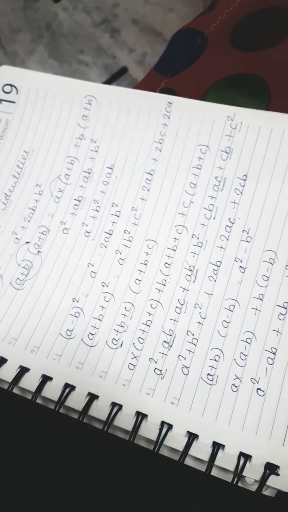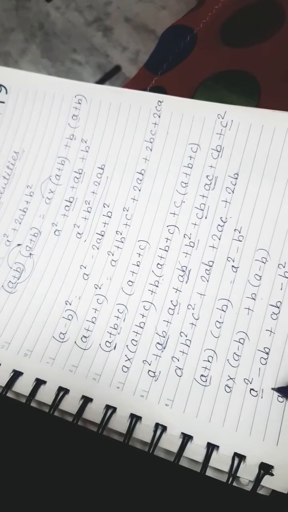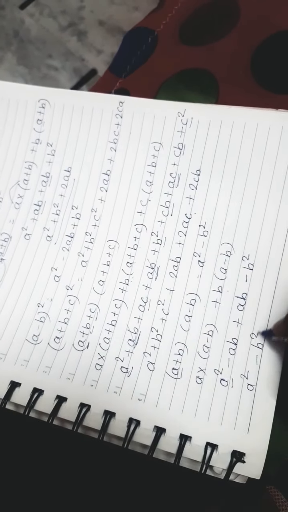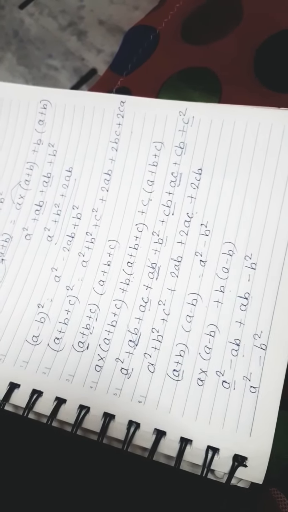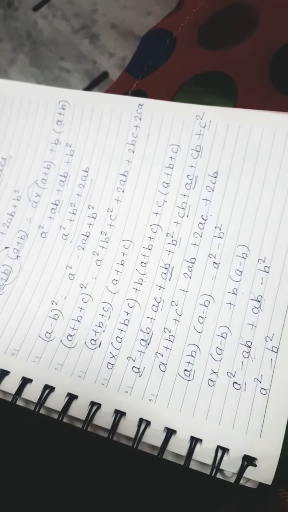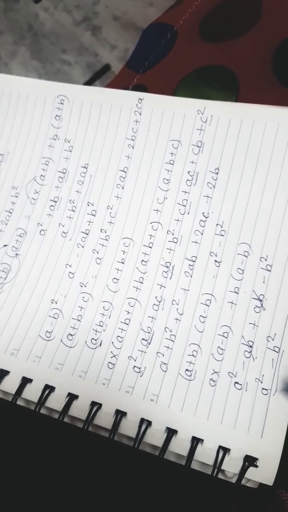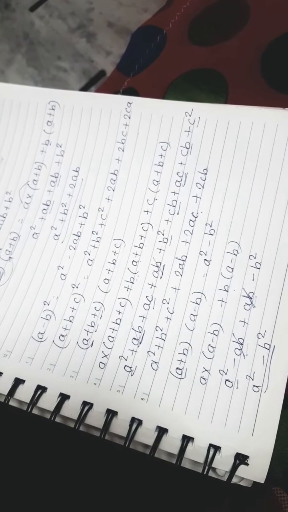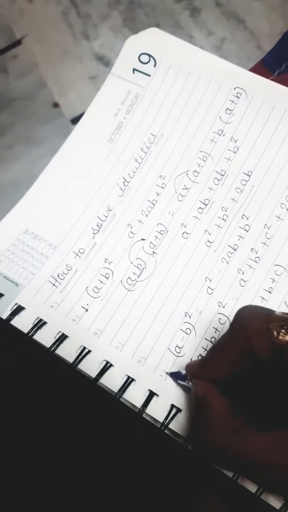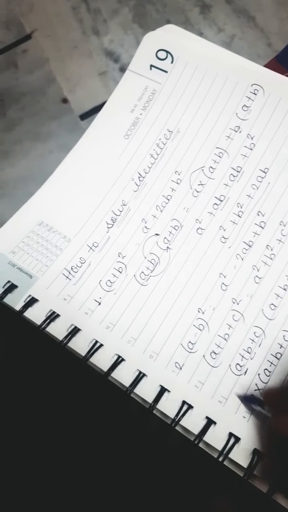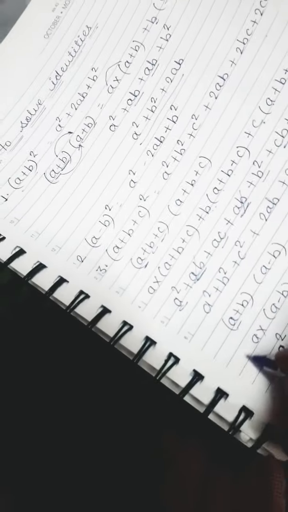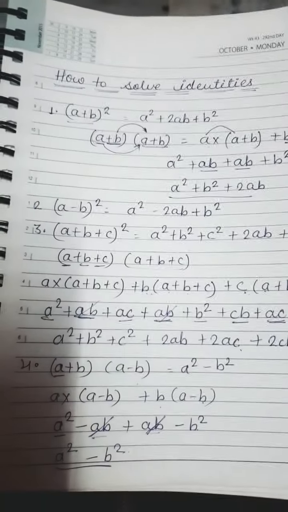Plus minus minus. Now a square minus b square minus ab plus ab. Minus plus will be minus, so deducted, it will be cut from each other. So now we got a square minus b square. Right now we have learned three identities: 1, 2, this is the third identity, and this one is the fourth identity. So we have learned 4 identities here.